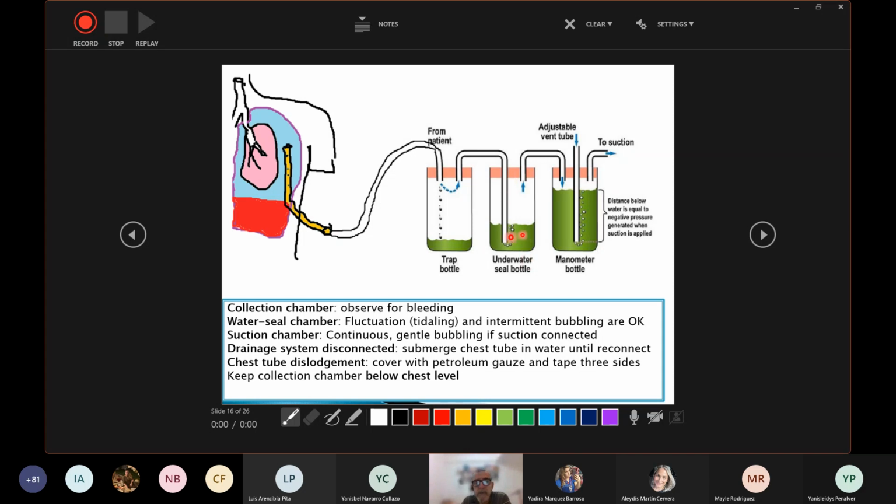The problem that you have here is that this bubbling could be continuous. If the bubbling is continuous, there is a loose connection in some part. So there is something that is broken or loose in the connection. And you need to be checking the system to correct the leak of air that is entering.